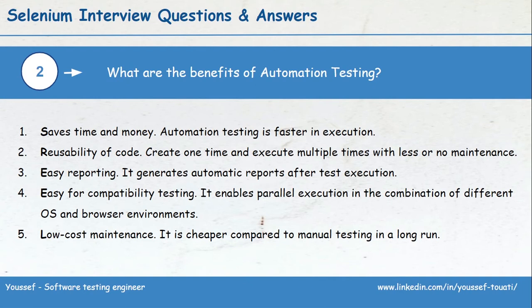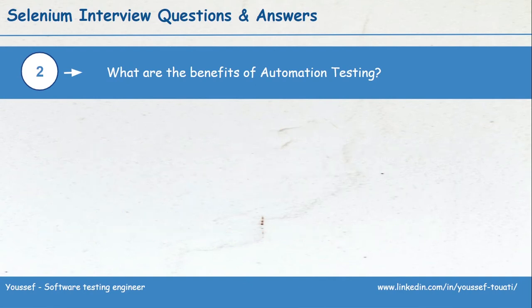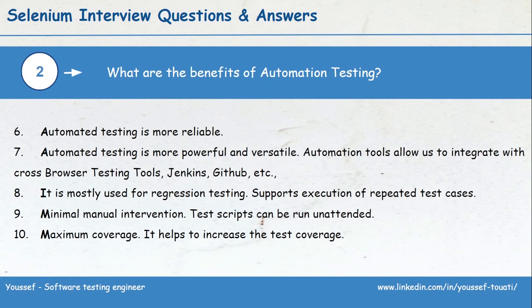Easy for compatibility testing. It enables parallel execution in the combination of different operating systems and browser environments. Also, low cost maintenance. It is cheaper compared to manual testing in the long run. Automated testing is more reliable. Automated testing is more powerful and versatile. Automation tools allow us to integrate with cross-browser testing tools, Jenkins, GitHub, etc.